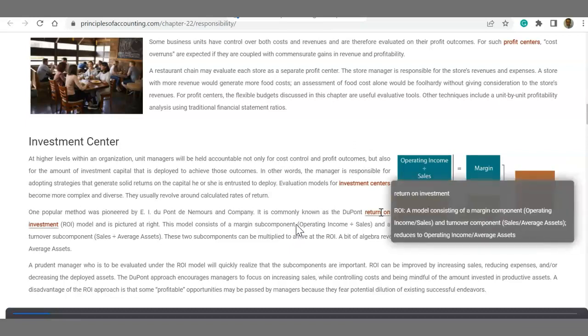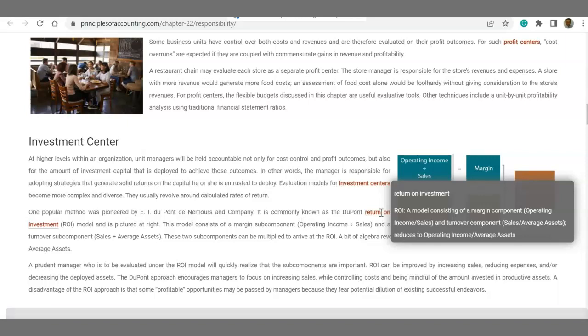So return on investment, or ROI, is a model consisting of a margin component, operating income over sales, and a turnover component, which is sales over average assets. Those two sales will wash away from the top and bottom of the equation. So it reduces to operating income divided by average asset.